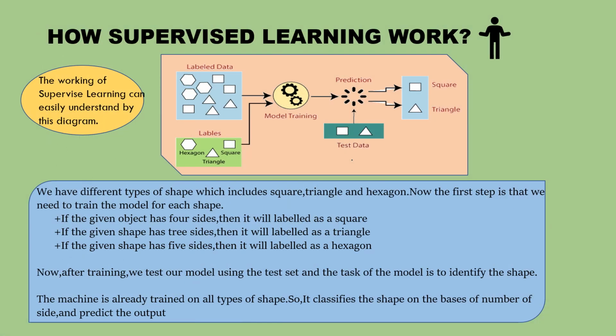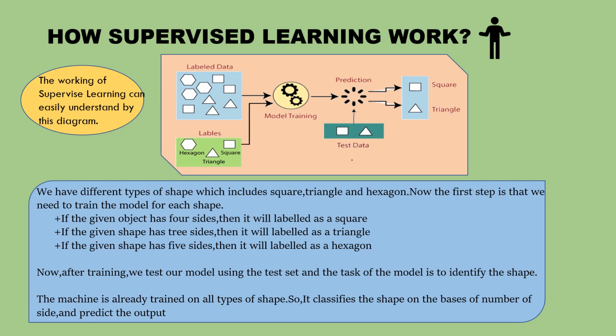How does supervised learning work? The working of supervised learning can easily be understood by this diagram. Based on this diagram, we have different types of shapes, which include square, triangle and hexagon. Now, the first step is that we need to train the model for each shape. If the given shape has 4 sides, then it will be labeled as square. If the given shape has 3 sides, then it will be labeled as triangle. If the given shape has 5 sides, then it will be labeled as hexagon.